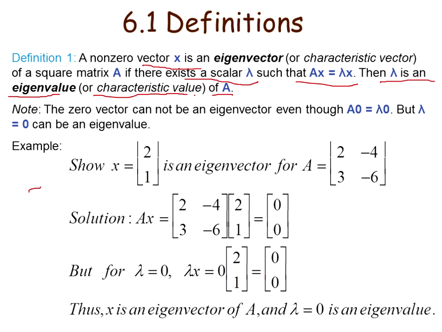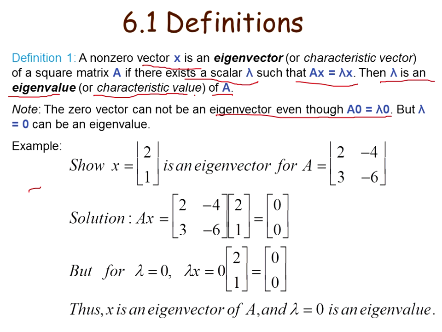So the zero vector cannot be an eigenvector. Even though A0 is equal to lambda 0, lambda equal to 0 can be an eigenvalue, but it cannot be an eigenvector.